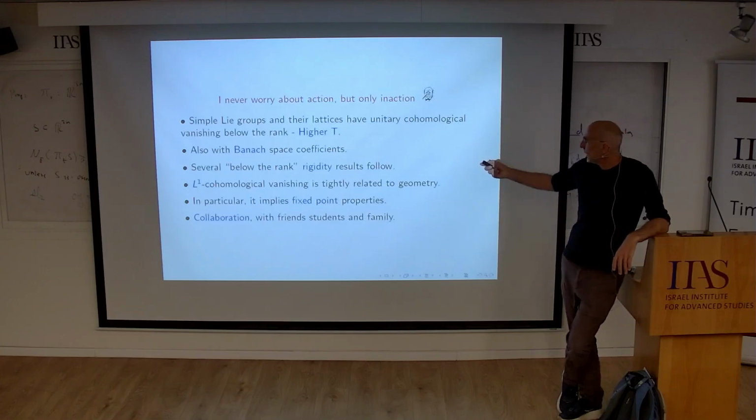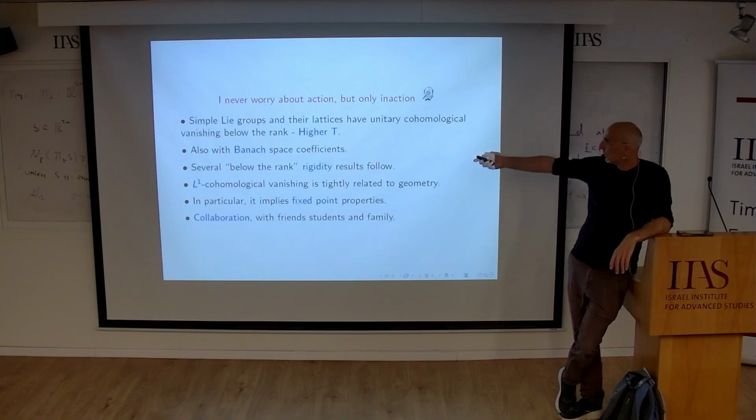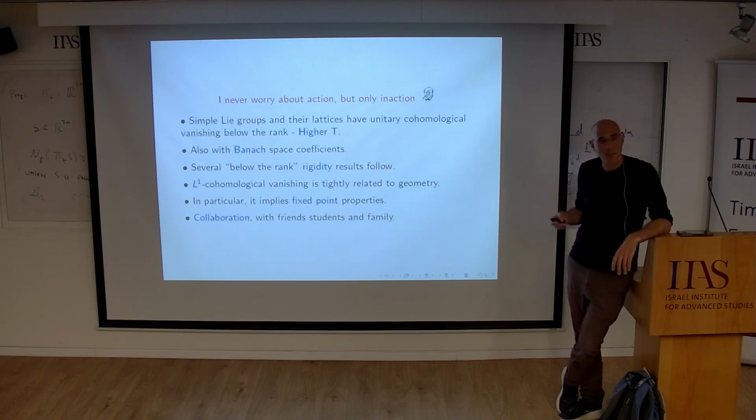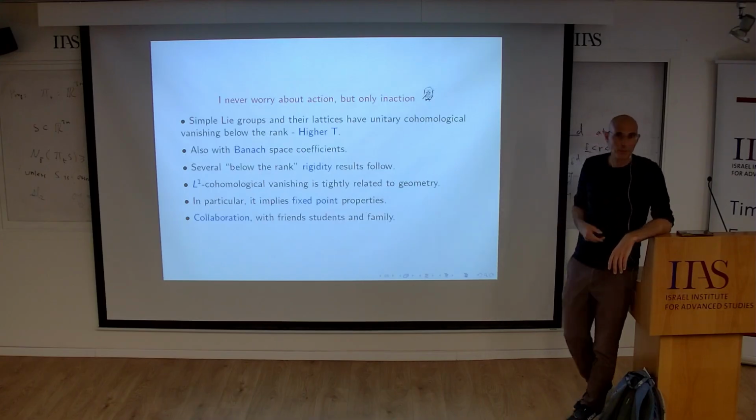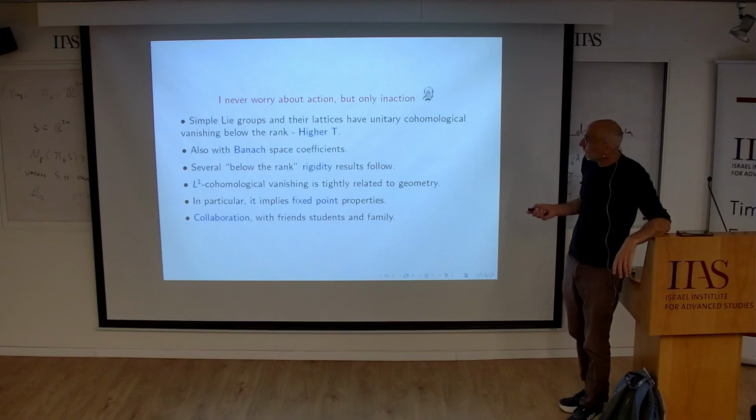So I explained that simple Lie groups and lattices have a vanishing of unitary cohomology below the rank. And this is something that we think of as a higher version of property T. We also have some similar phenomena with some Banach space coefficients. This works for L^p, but maybe for some other Banach spaces as well. This is something that people are working on now. And all of this is related to some rigidity phenomena whenever you have this vanishing.